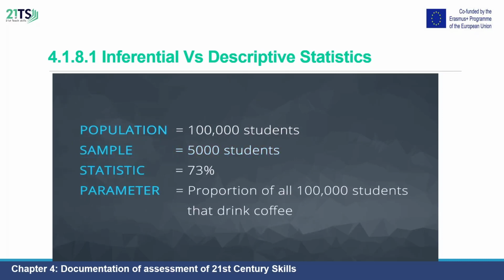Any numeric summary calculated from the sample is called a statistic. In our case, the 73% of the 5,000 that drink coffee. This 73% is the statistic. A numeric summary of the population is known as a parameter. In our case, we don't know this value, as it's a number that requires information from all Udacity students. Drawing conclusions regarding a parameter based on our statistics is known as inference.